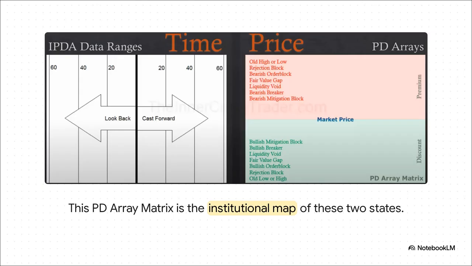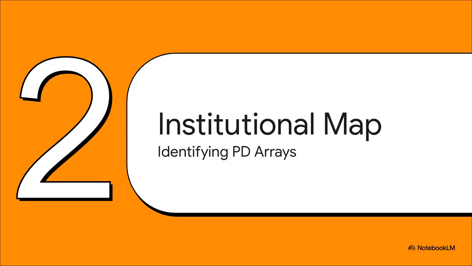It lists out all the specific reference points that smart money uses in both premium and discount zones. Now, these aren't just random support and resistance lines. They're the actual footprints left by institutions, telling us exactly where price is most likely to have a reaction. Okay, so we know the what. The market moves between premium and discount. Now, let's get into the how. How do we actually find these zones and, more importantly, the key levels within them on our own charts?